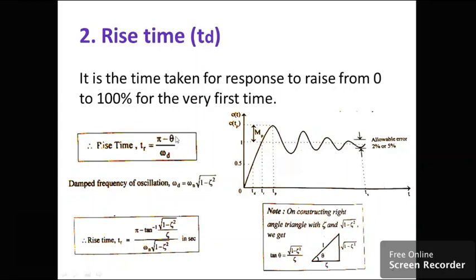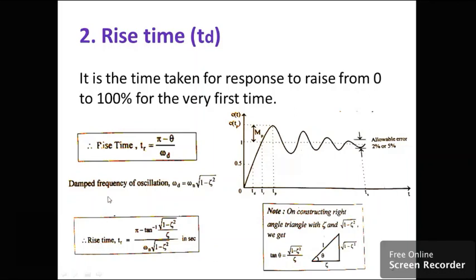So let me ask one question. How do you calculate the theta? So you have to construct one right angle triangle. In that the base should be zeta and height should be square root of 1 minus zeta square. Obviously the hypotenuse equals 1. Therefore you can calculate tan theta. That means opposite side divided by adjacent side. From this you can calculate theta. Theta is equal to tan inverse of square root of 1 minus zeta square divided by zeta.